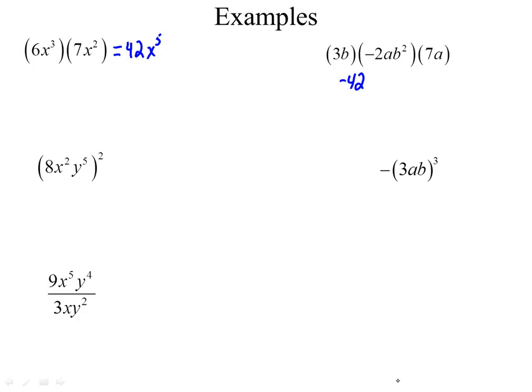And then descending order, so we are going to start with the a's. A to the 1st times A to the 1st is A to the 2nd. And then B to the 1st times B to the 2nd is B to the 3rd.